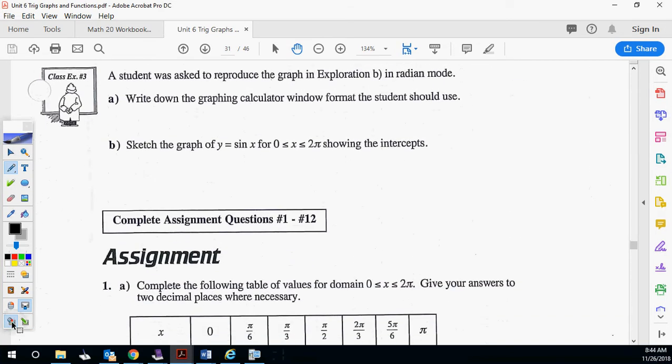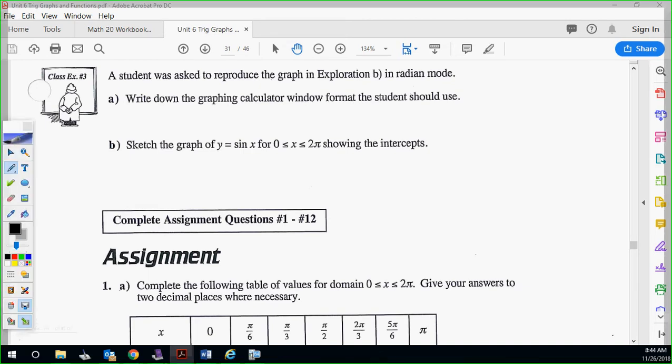Okay, so a student was asked to reproduce the graph in exploration B in radian mode. Write down the graph calc window that they should use. So you're doing radian mode, so what should you use? Like changing what we just had to what they did for degrees. So essentially we're taking those degrees and putting them in radians. So what was our window? Our window was -360. So what's -360 in radians? -2 pi, good. So -2 pi.